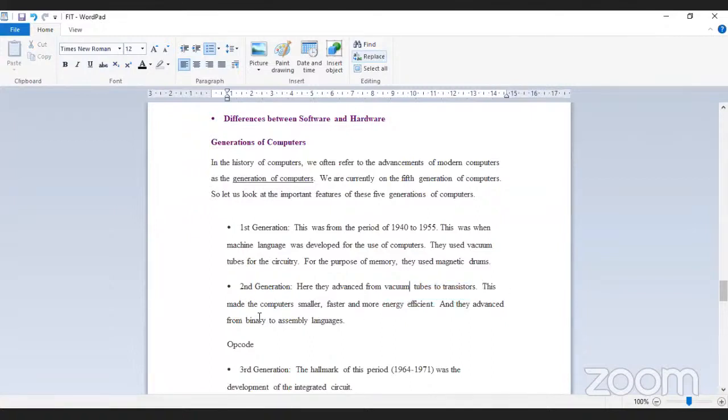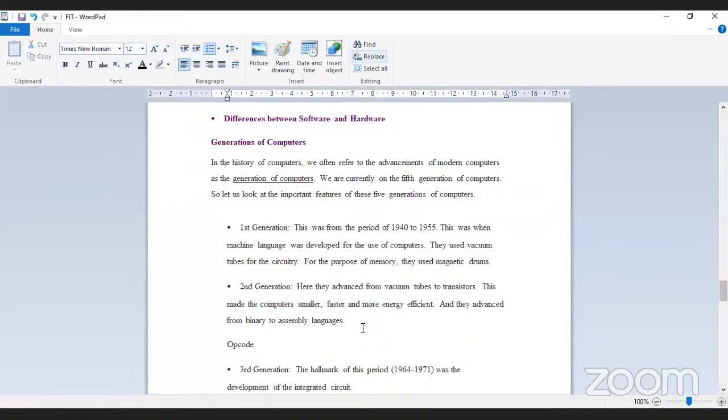So what is the benefit of this? Vacuum tubes occupy more and more size. Whenever transistors came into the picture, the size decreased, and they were faster as well. That is the reason they mention that computers became smaller and faster.